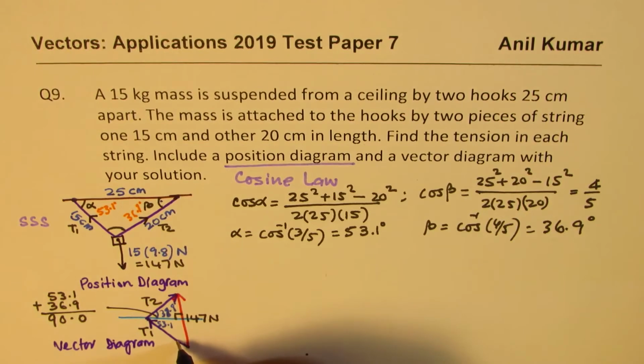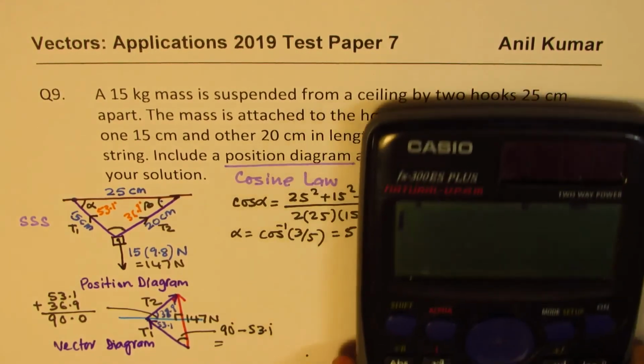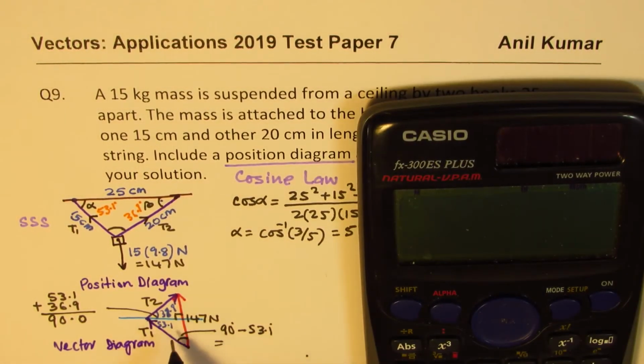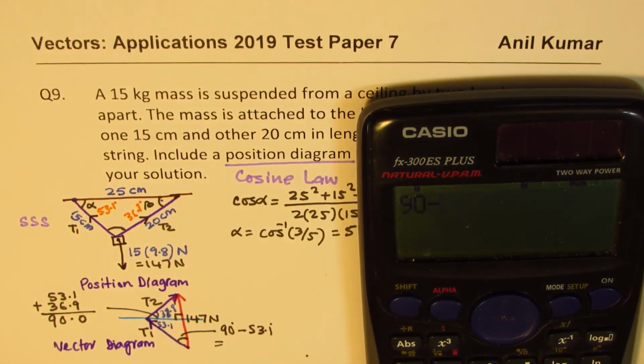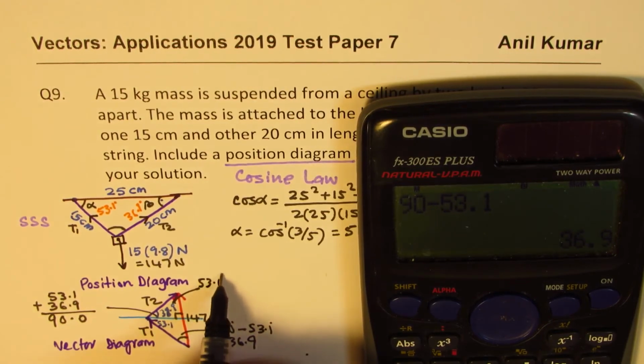We can actually find these angles also. Now this is a straight line, this angle will be 90 minus 53.1, correct? So let's write down this angle, since we need to know those angles to use sine law and get the T1 and T2 values, correct? So 90 minus 53.1 gives us a value of 36.9, obviously. Correct? So you know this angle here is actually 53.1 degrees, correct?